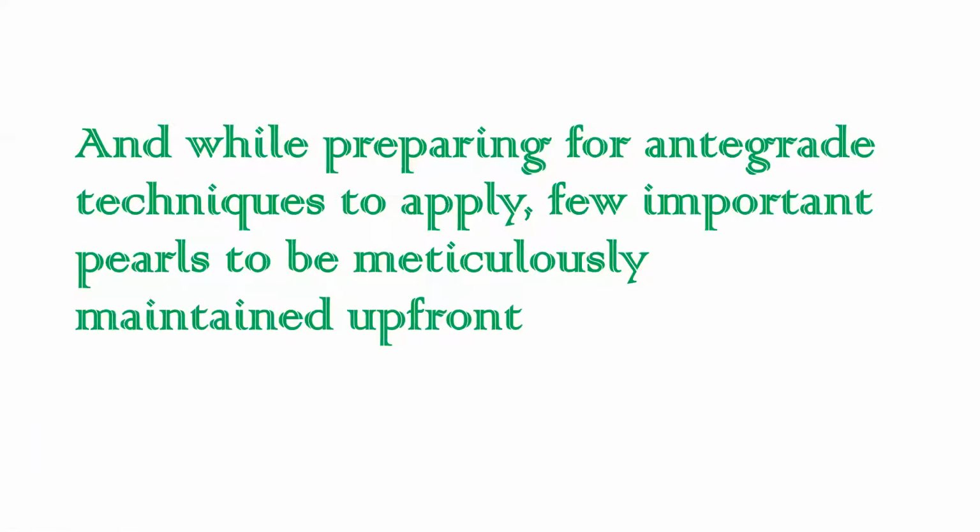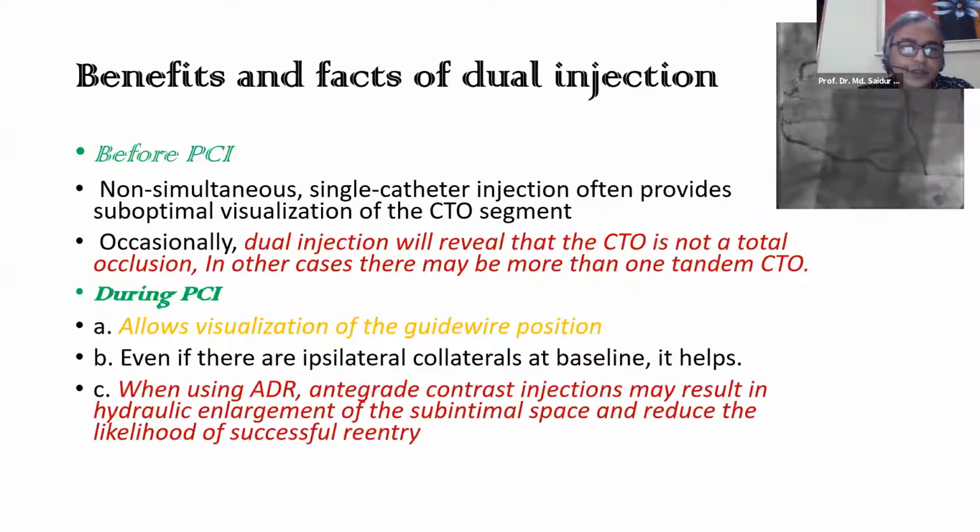While preparing to apply antegrade techniques, a few important pearls must be meticulously maintained upfront. These are the dual injection, which Dr. Arun has touched on a little, before PCI and of course during PCI. I want to tell the younger fellows that dual injection is very important before PCI to plan, because it will reveal whether the CTO is a total occlusion, since sometimes you can see it is not, and in some cases you can see the stump. And during PCI, it allows visualization of the guidewire position, even if there are lateral collaterals at baseline.